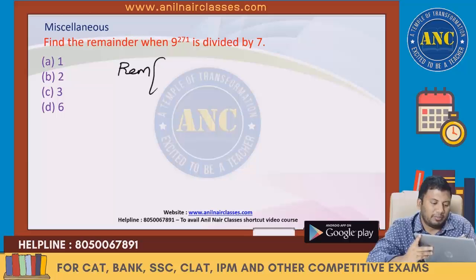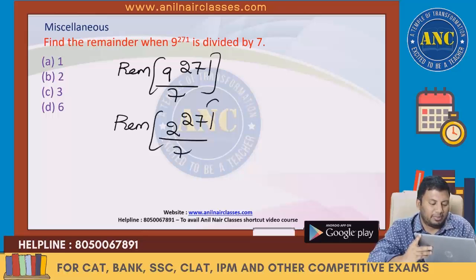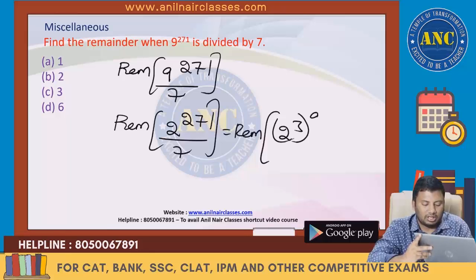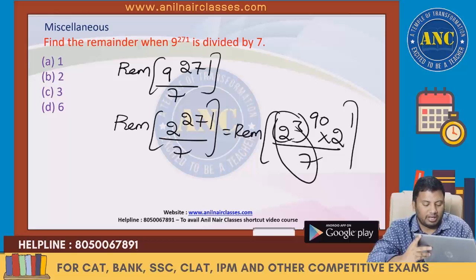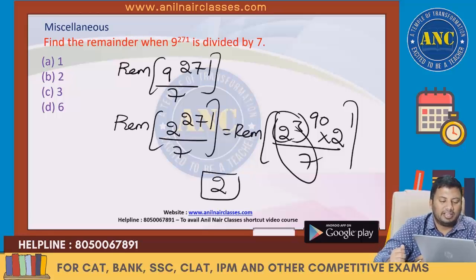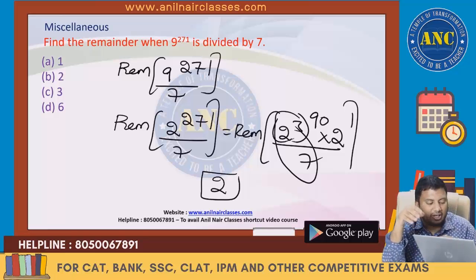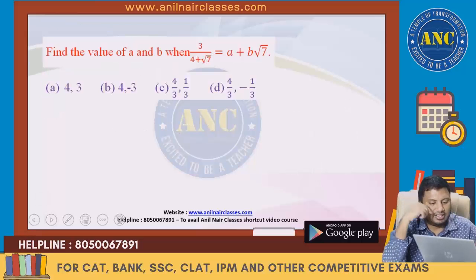Direct question. Remainder: 9 power 271 divided by 7. 7 ones are 7. Remainder is 2. 2 power 271 divided by 7. These are nothing but remainder 1. 2 cube, 3 power 90 into 2 power 1, divided by 7. 8 by 7, 1. Answer is 2. I hope the idea is clear. Any doubts? Very simple. If you use the negative remainder concept, you will get this answer.